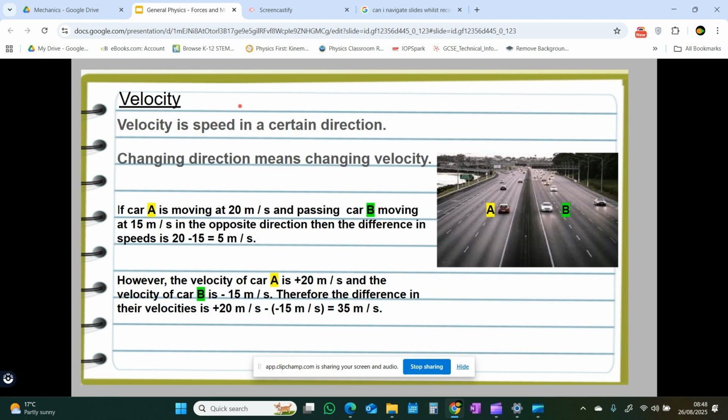Now, velocity is very similar to speed, but it also specifies a certain direction. If you change direction, then you're changing your velocity. Let's look at an example. In the picture, we see a car A, and let's say it's moving at a speed of 20 meters per second. Now we can see that the cars on this side are all going in this direction.